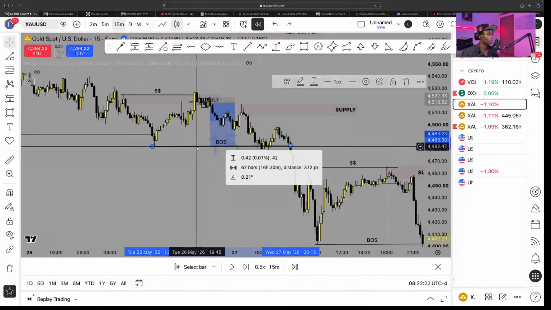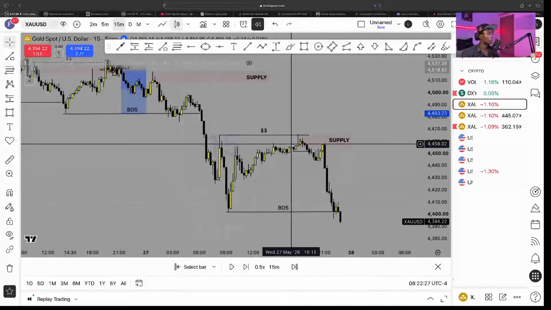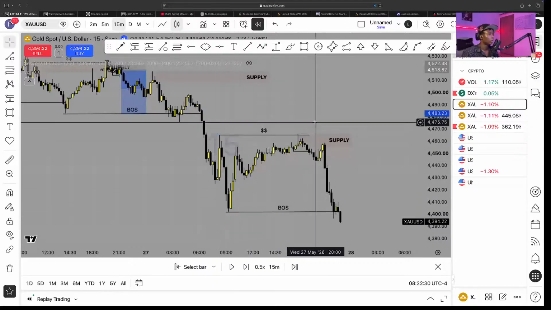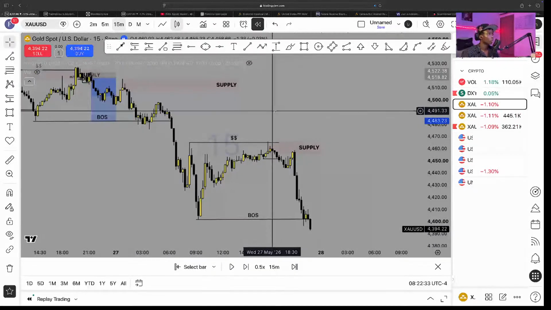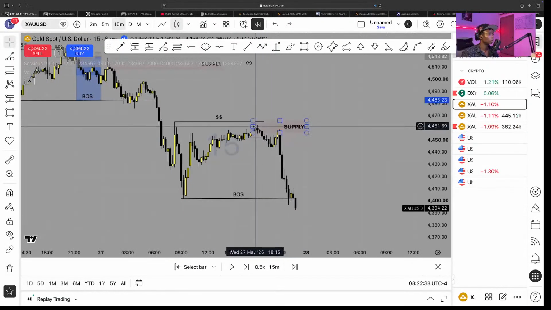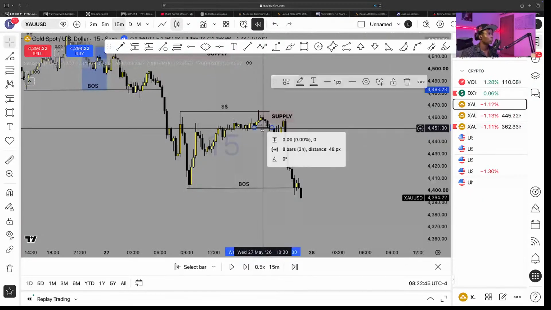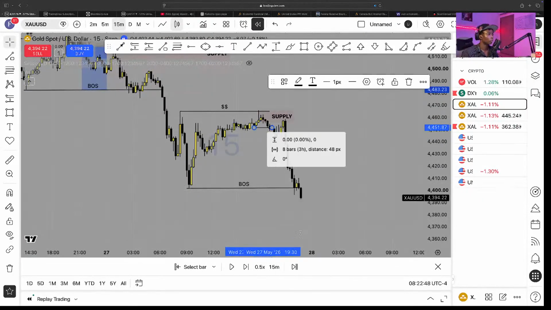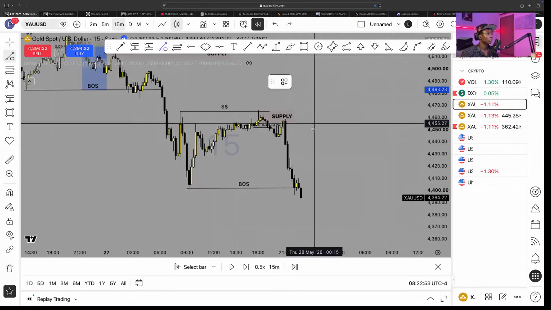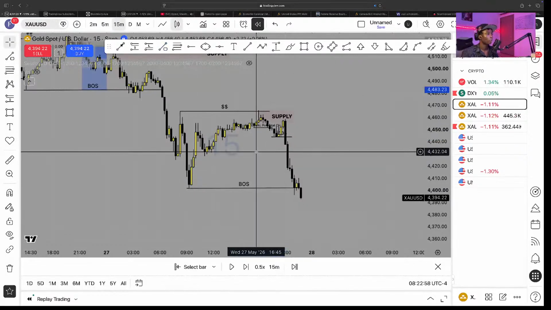That's a change of character. And after a break of structure, we always have a pullback. So this is the pullback that we had after this break of structure. As you guys can see, we had a liquidity gap at this point, and the market showed us a supply zone that took out this low. You can call here your internal partial, and this place can now be your internal BOS. You can label this point your internal BOS.